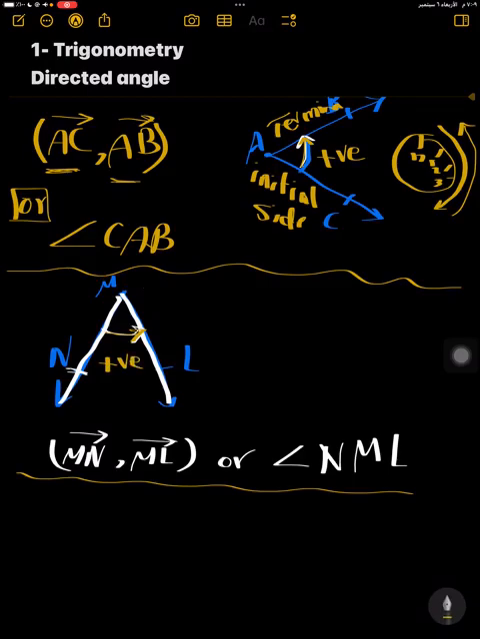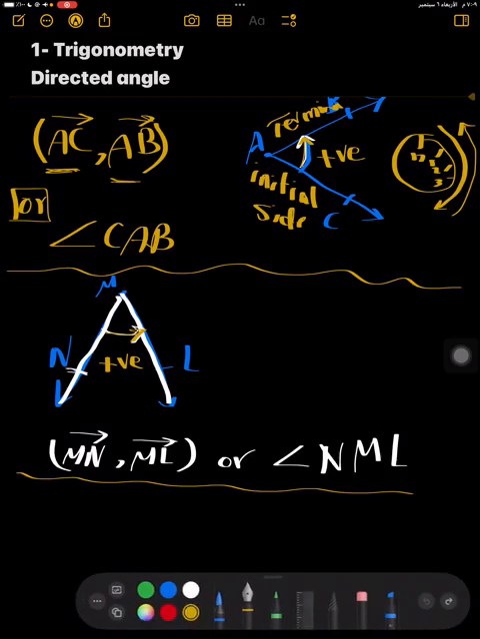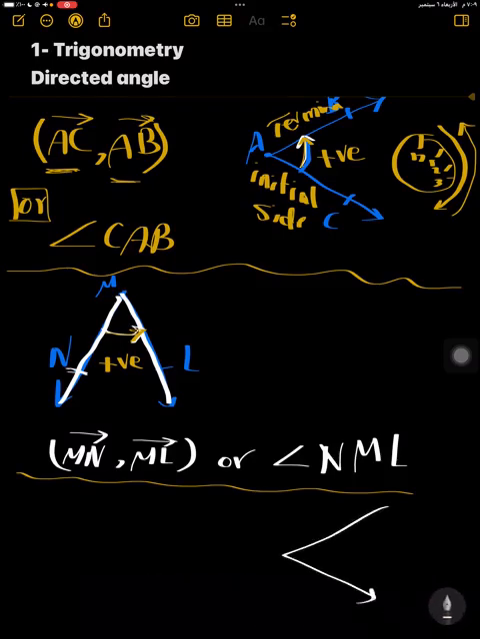The directed angle has two measures. One of them is positive and the other is negative. We see the details after a few seconds.